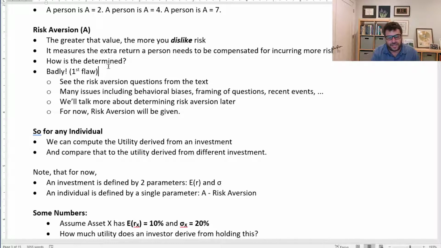The point is that the scale doesn't matter. The difference between these things doesn't really matter. It's the order that matters. So for now, risk aversion will be given.